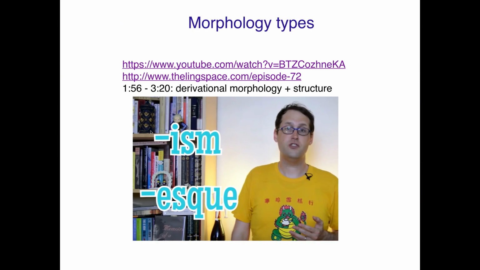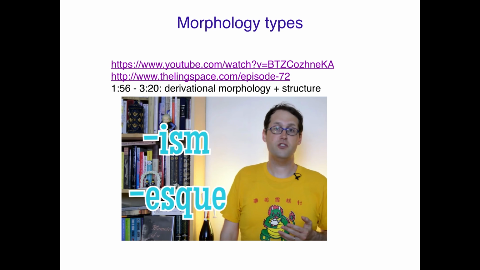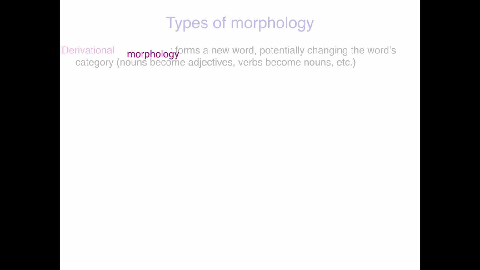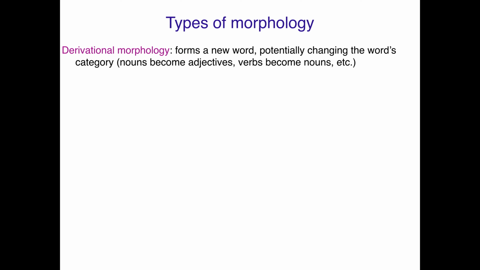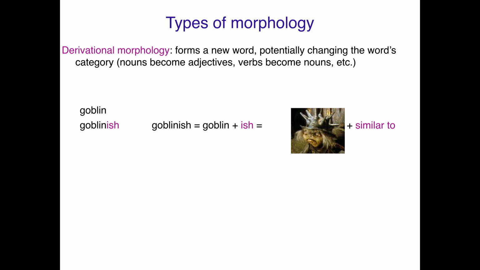Now, another distinction we're going to talk about is between derivational and inflectional. And derivational morphology is discussed in this Ling space video here. The gist of it is that when you're adding this type of morphology, you're forming a new word, as we do with all morphology, but you're adding enough new meaning that you're potentially changing the word's category, that is, from noun to adjective or from verb to noun. So let me show you an example of this.